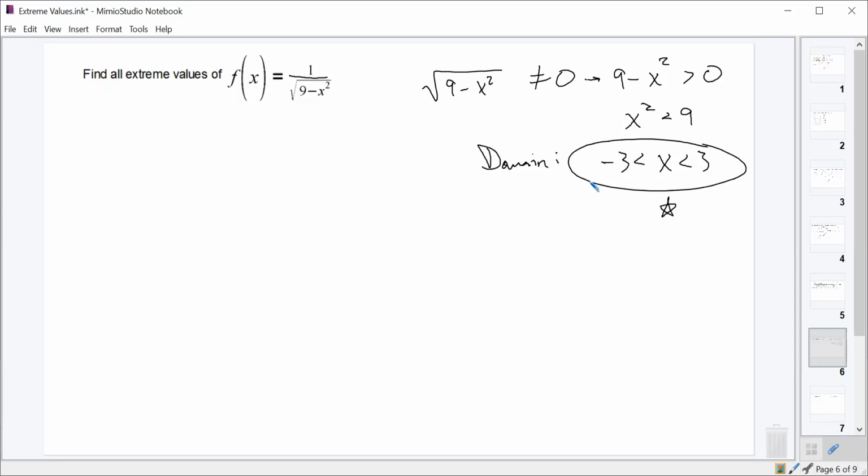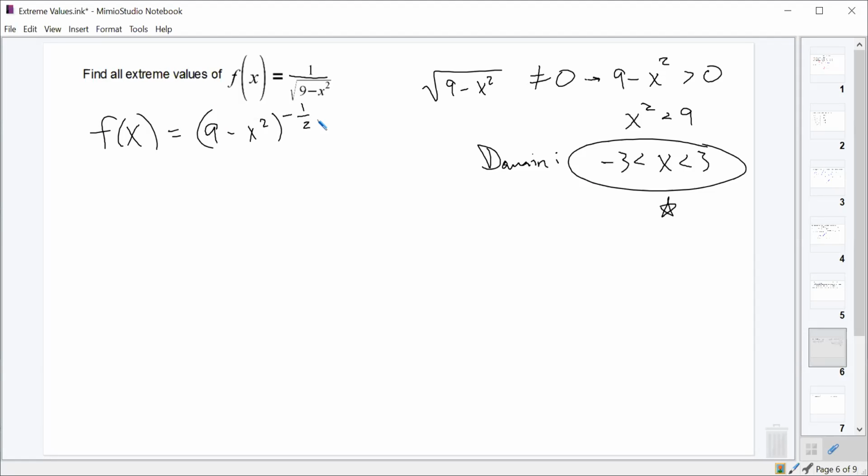That's nice. All we have to worry about is critical values, which means we need to figure out when the derivative is 0 and undefined. 0 and undefined, exactly. So in order to figure out when the derivative is 0 and when the derivative is undefined, we probably need to figure out what the derivative is. So f of x, which we had written as 1 over root 9 minus x squared, could also be written as 9 minus x squared to the -1/2 power, right? If we just wrote that as a power.